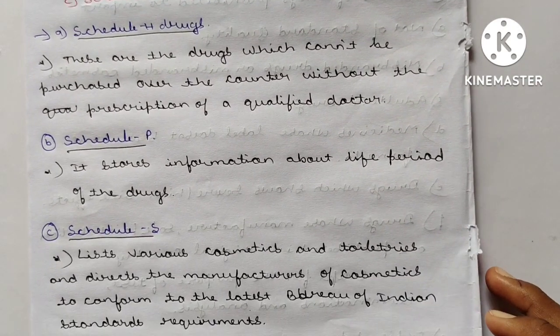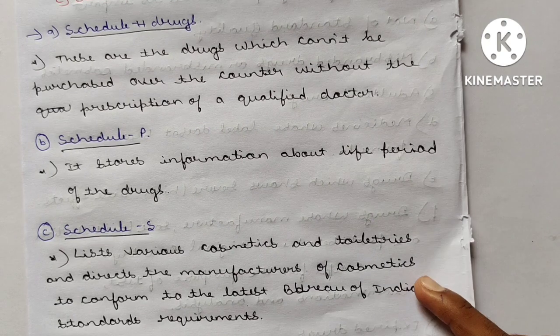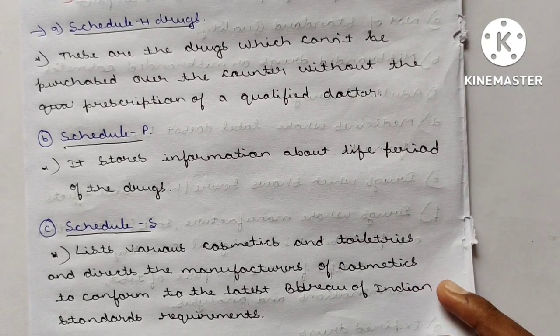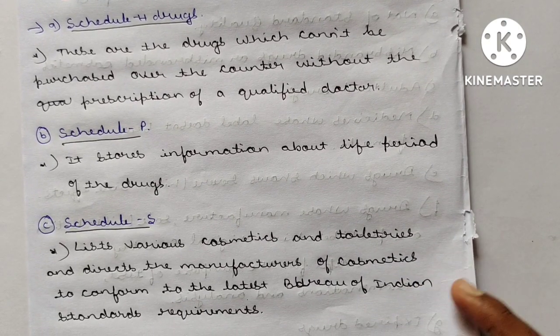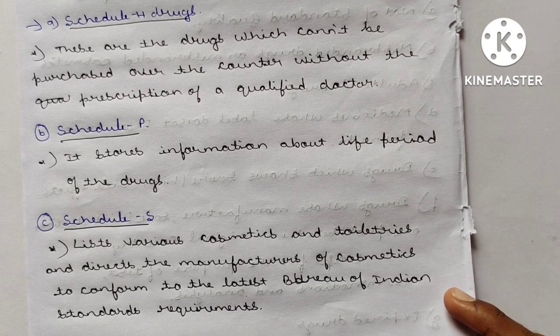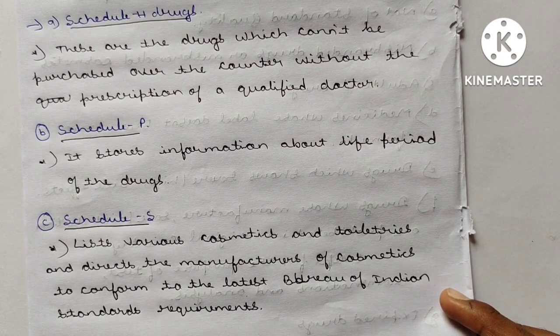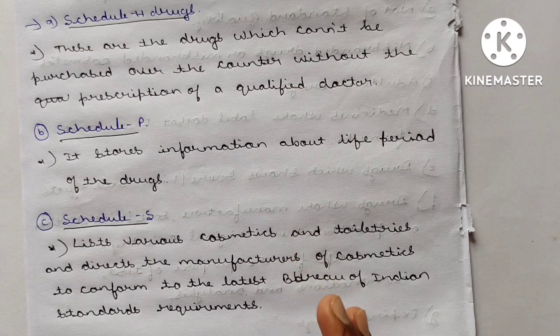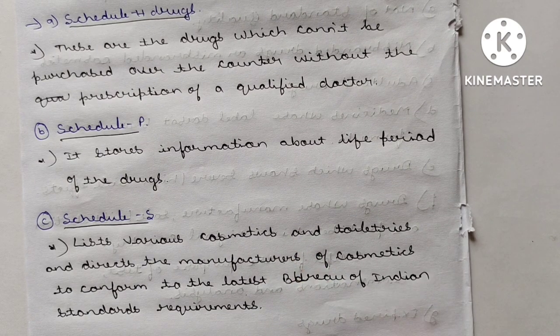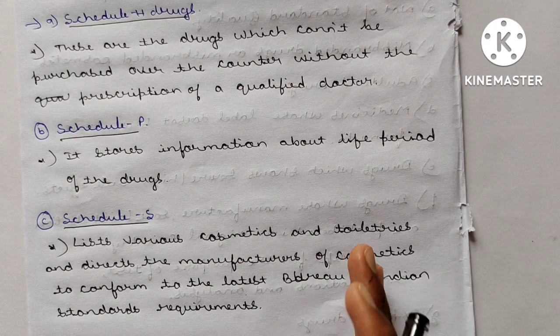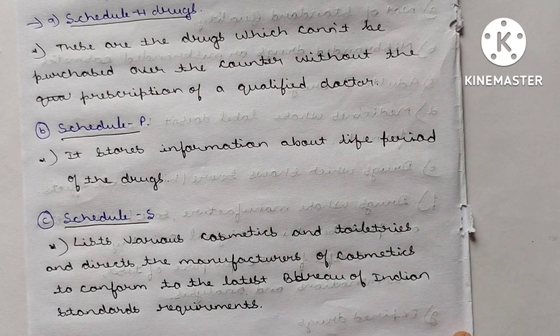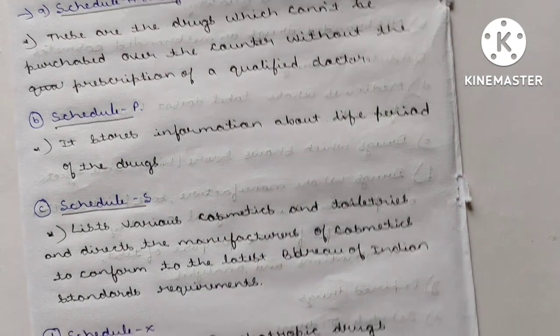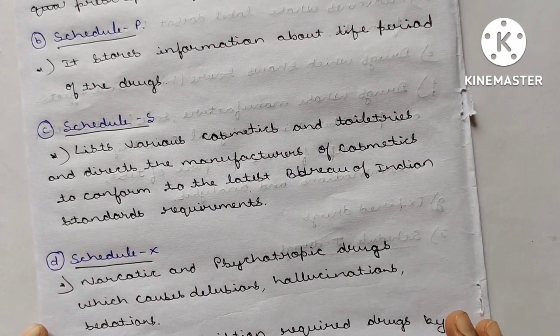Then Schedule S lists various cosmetics and toiletries and directs the manufacturer of cosmetics to conform to the latest Bureau of Indian Standards requirements. Okay, this Schedule S gives advice to the manufacturer of cosmetics and toiletries to keep to the latest Bureau of Indian Standards requirements. He should keep to those latest standards, then he has to manufacture the respective cosmetics and toiletries.